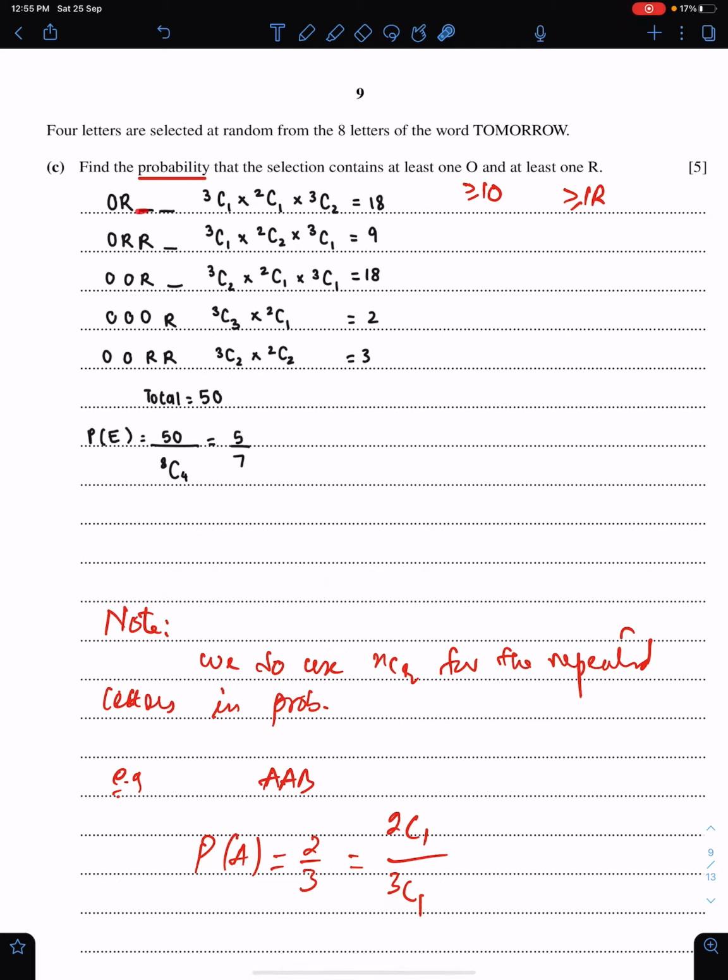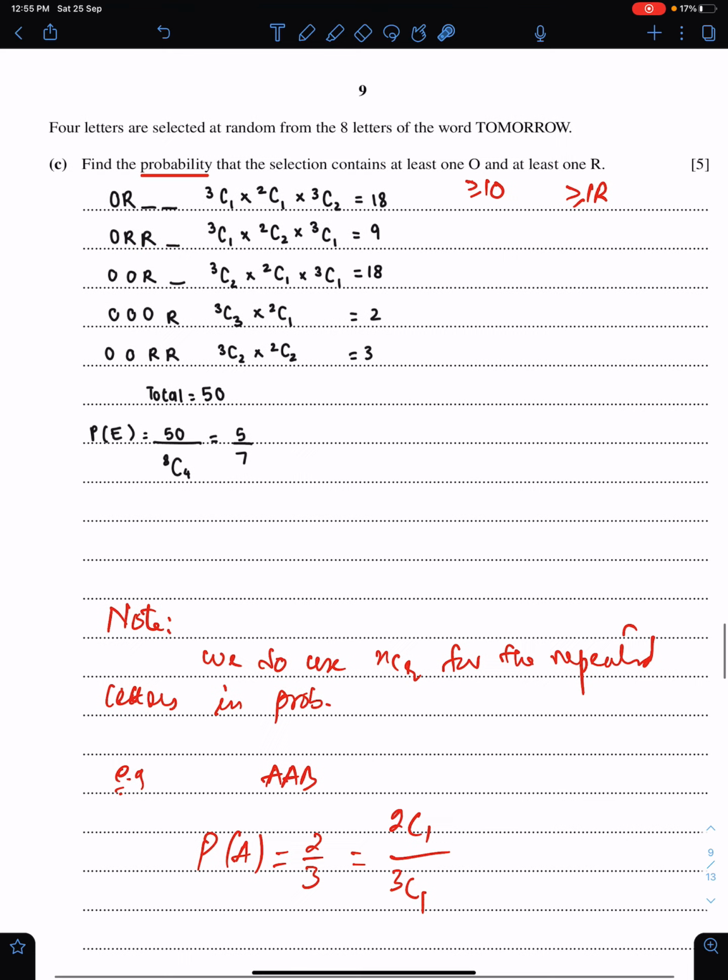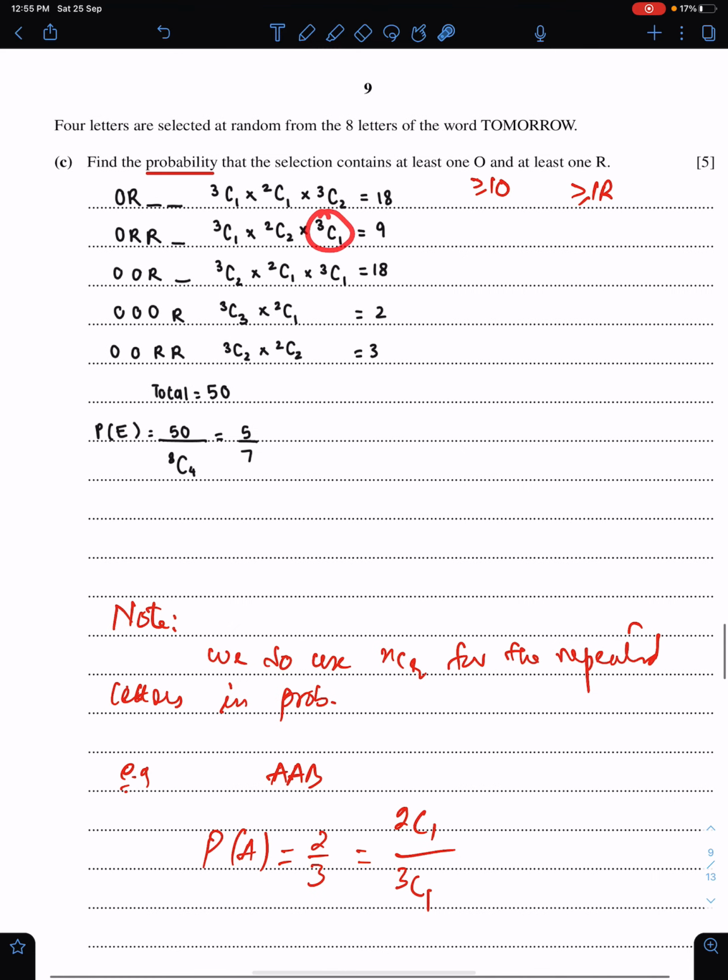Now we need 2 more letters, because altogether we need 4 letters, so 3C2. So there are 18 ways. Now selections with 1 O, 2 R's and 1 other letter. So for 1 O write 3C1, for 2 R's write 2C2, and for 1 remaining write 3C1, because there are 3 remaining letters. We can have anyone from the remaining 3.